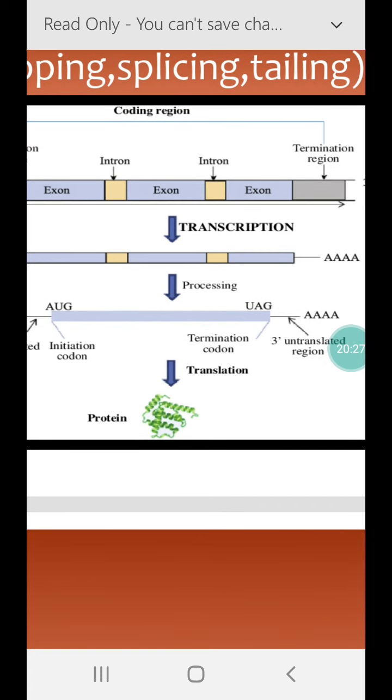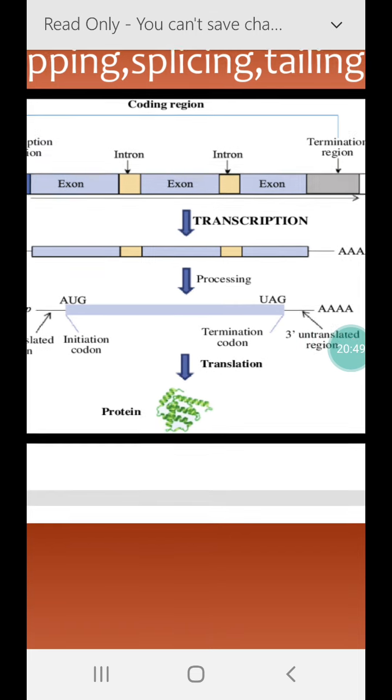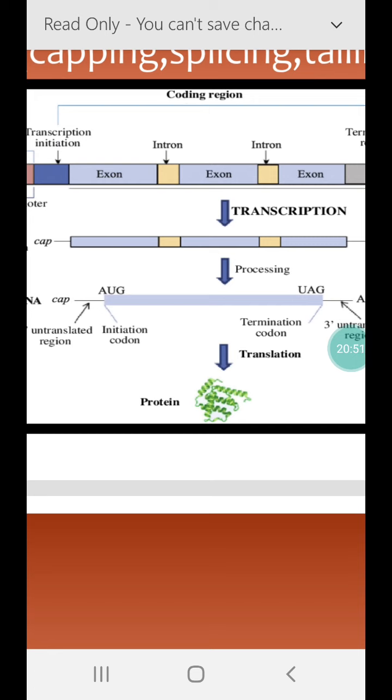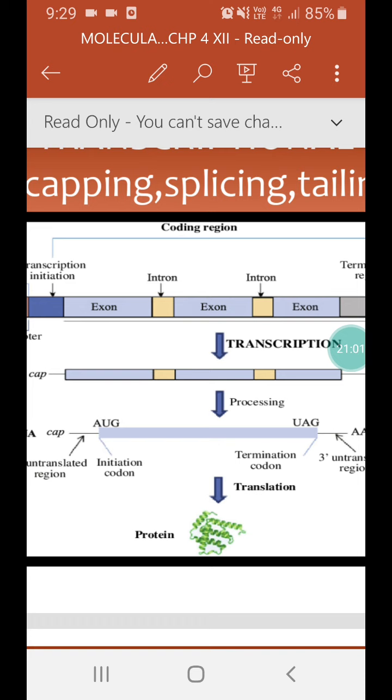After transcription in prokaryotes, the mRNA is used in the same compartment as there is no nucleus, while in eukaryotes it is produced in the nucleus and transported out of the nucleus to the ribosome in the cytoplasm. The ribosome acts as the site for protein synthesis, that is, translation. In the next video we will study the translation process.